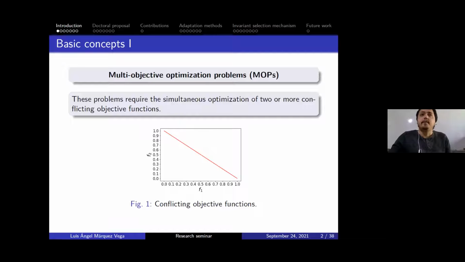Well, first I'm going to explain some basic concepts. First, what is a multi-objective problem? Well, these problems involve the simultaneous optimization. In this presentation, we propose minimization problems of two or more objectives that are in conflict. This can be seen in the following figure. It can be seen a problem with two objectives where the minimization of one objective involves an increment in the other objective.